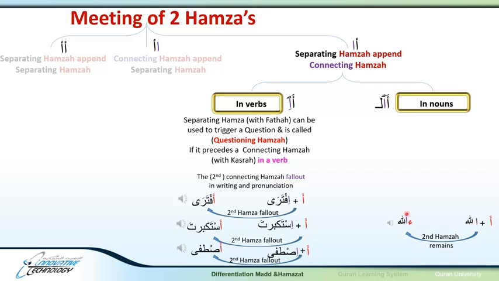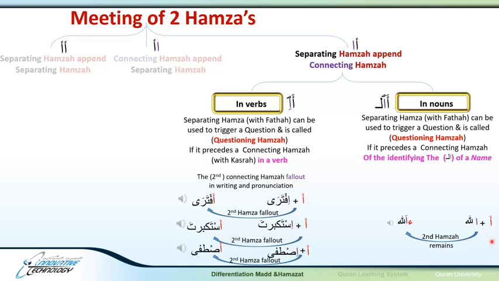a mad symbol. So the separating hamza, when it comes with a fatha, indicating a questioning hamza, when it is followed by a connecting hamza of the al-ta'rif of a name, in this case the name of lafz al-jalala, Allah, then what we do is we keep the second hamza and give it a mad. So it's presented with an alif with a mad symbol.